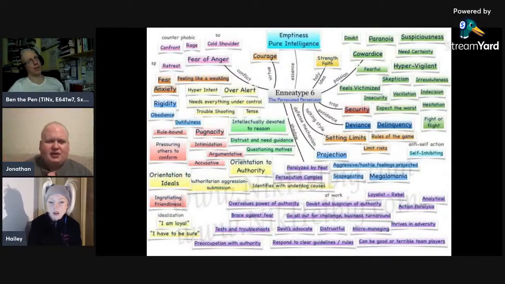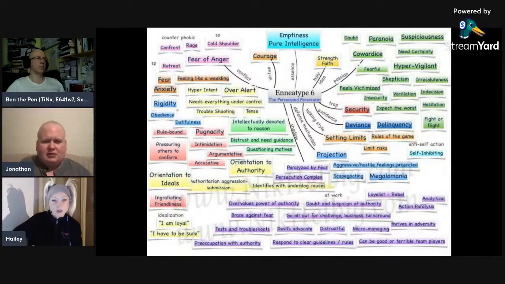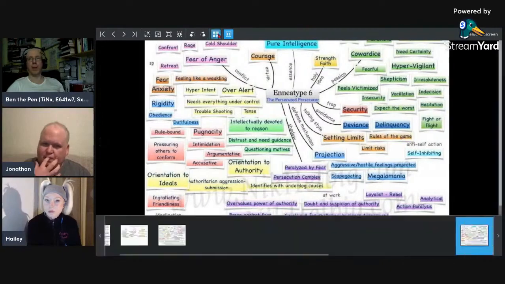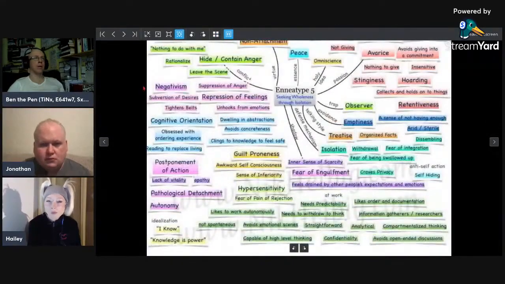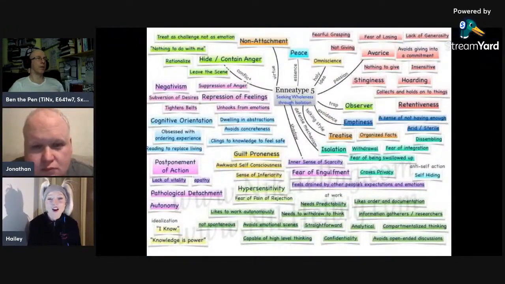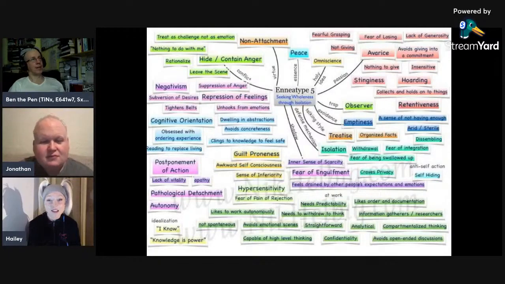It's better to show the 6, Ben, because Hailey said she doesn't have long. Okay. Yeah, show the 5, I mean. Okay. Conflict, nothing to do with me. Yeah, that's pretty accurate, unless I get really angry. This one seems pretty good, much more than the 6.